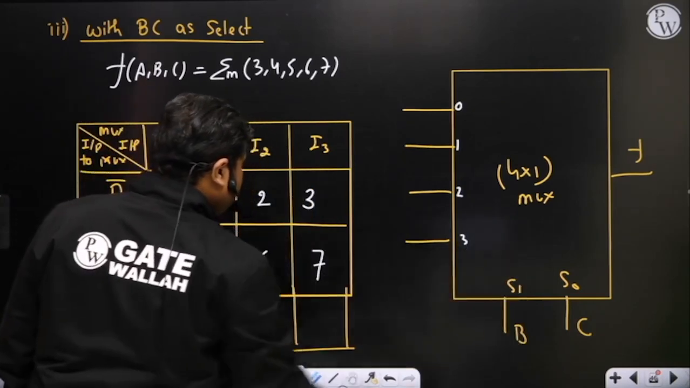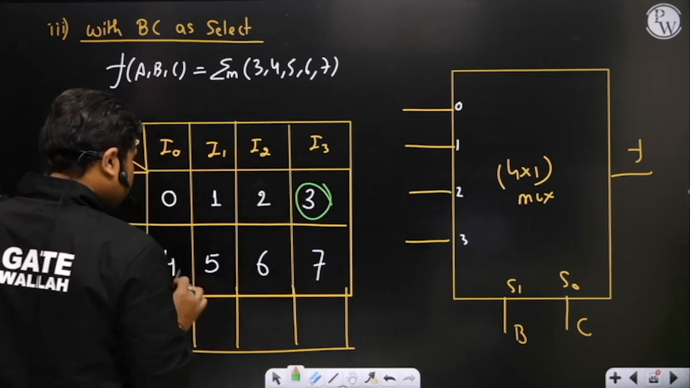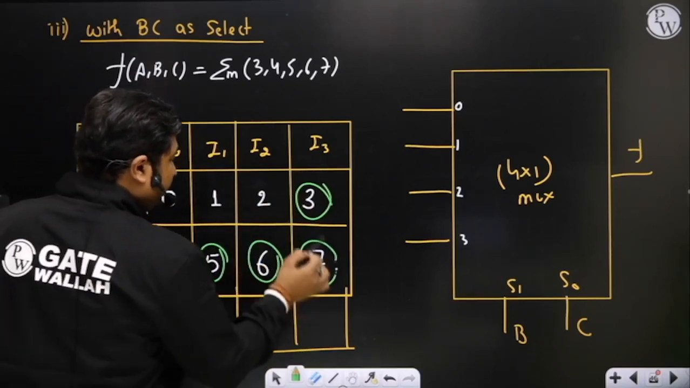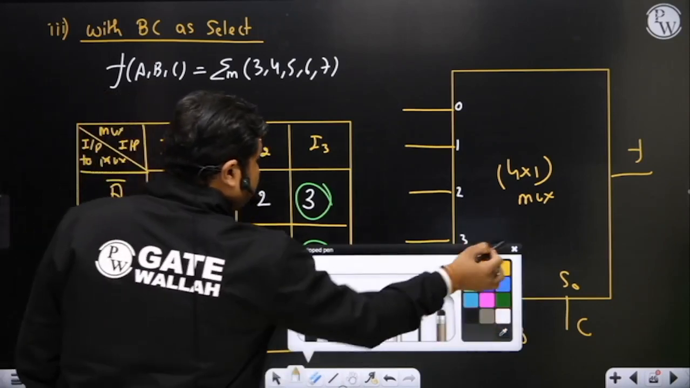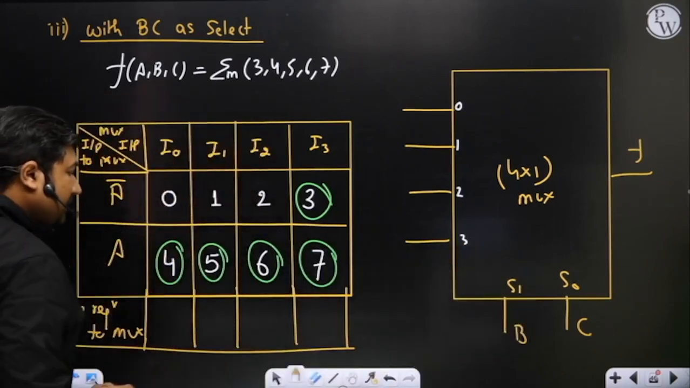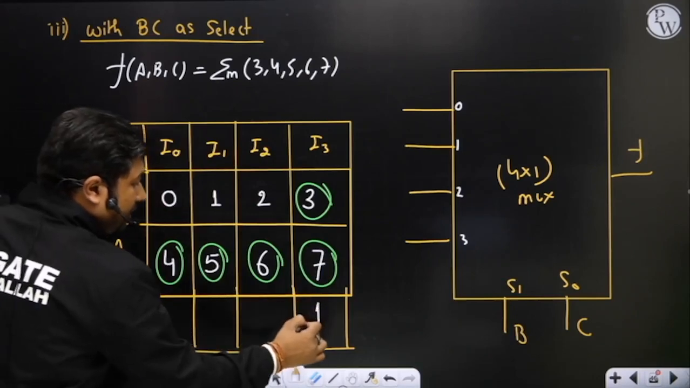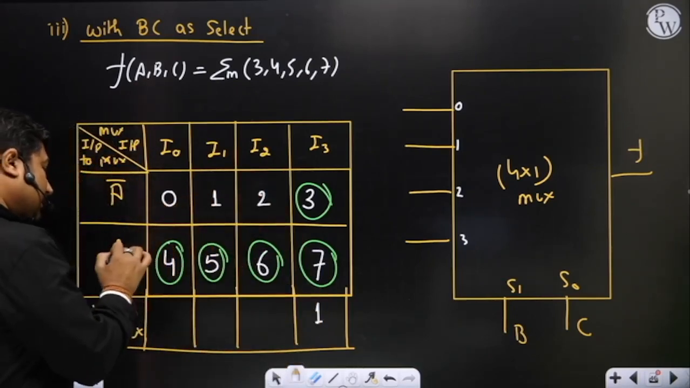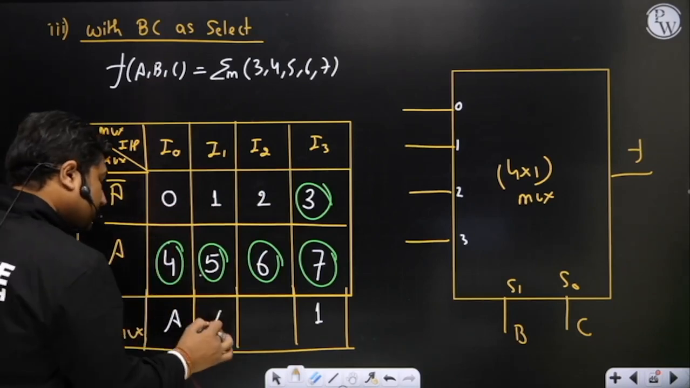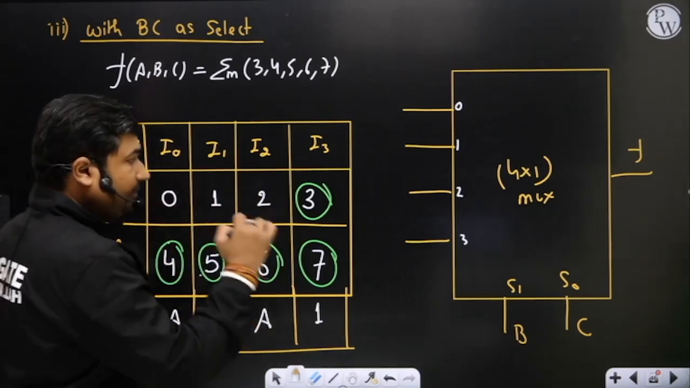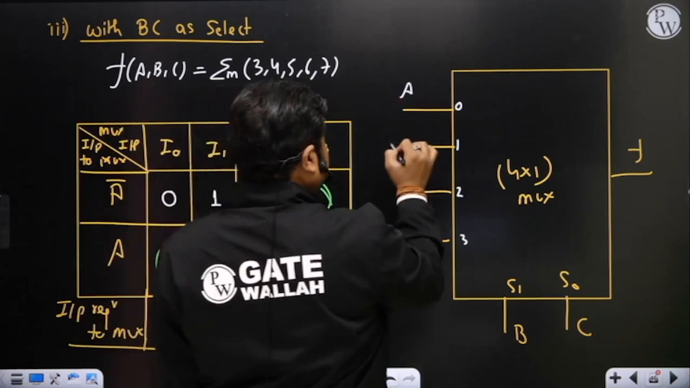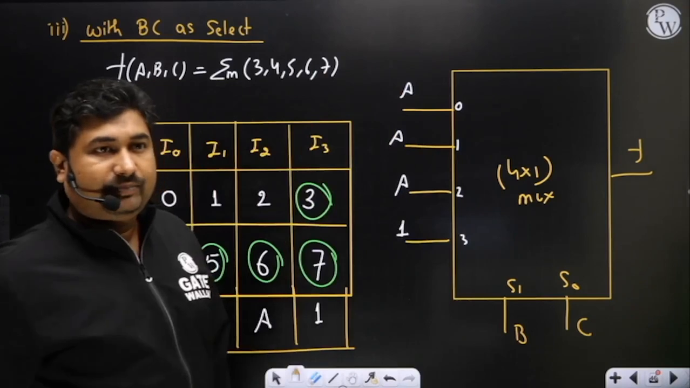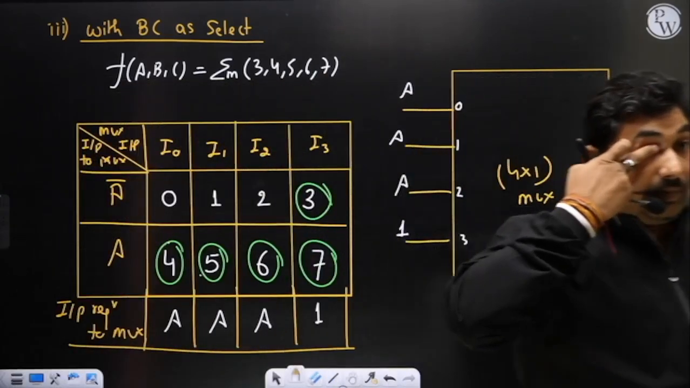Circle all the minterms of the function. So 0, 3, 4, 5, 6, 7. Now inspect each column separately. If two minterms are circled, apply logic 1. If no minterms are circled, apply logic 0. If one minterm is circled, then its top value is the corresponding input to the multiplexer. So we need to apply here A, A, A, and this will be 1. Your function will be implemented. Hoping you are able to understand this properly.